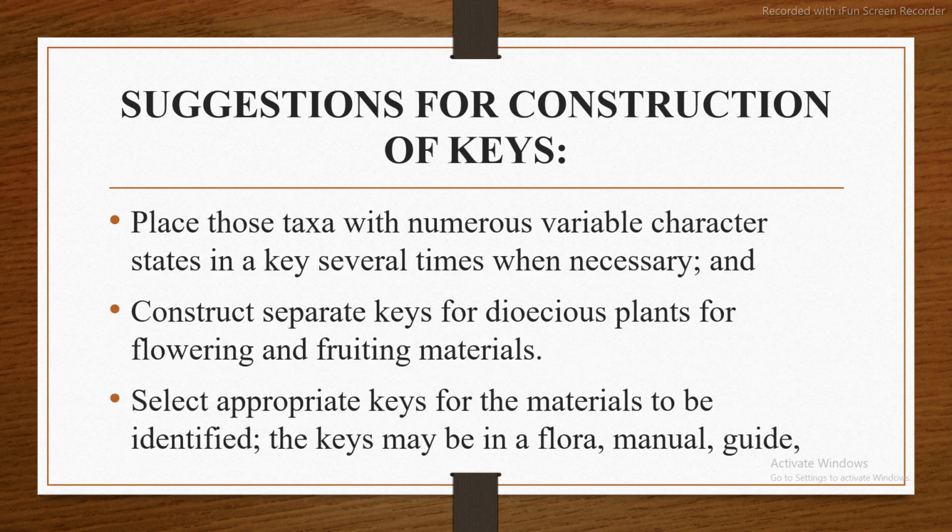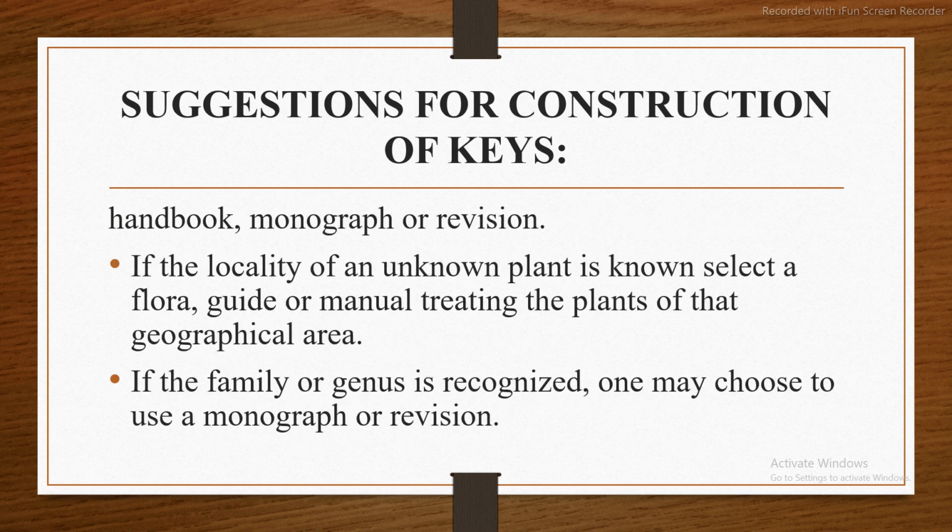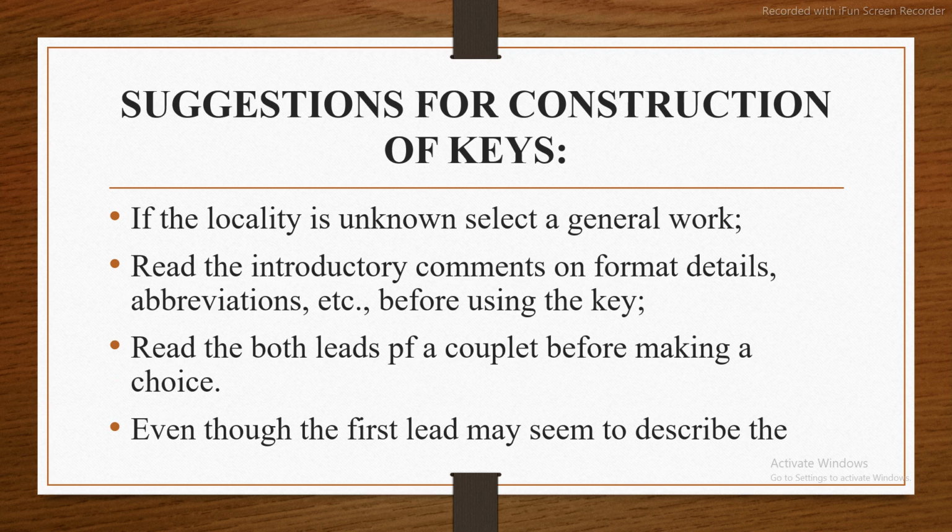Place those taxa with numerous variable character states in a key several times when necessary, and construct separate keys for dioecious plants for flowering and fruiting materials. Select appropriate keys for the materials to be identified. The keys may be in the flora, manual, guide, handbook, monograph, or revision. If the locality of an unknown plant is known, select a flora, guide or manual treating the plants of that geographical area. If the family or genus is recognized, one may choose to use a monograph or revision. If the locality is unknown, select a general work.